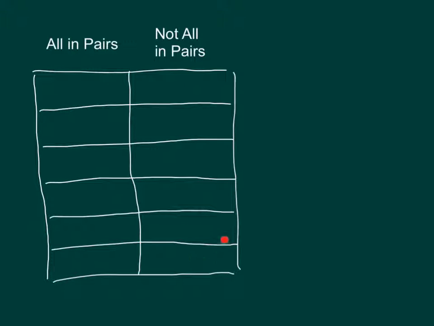I've created a table here to help us with our work. We're going to decide if a number is all in pairs or is not all in pairs. Here, I have two friends. Is 2 a pair? You're right, 2 is a pair. It's a pair because they can be made into a group. A pair can also be known as 2.